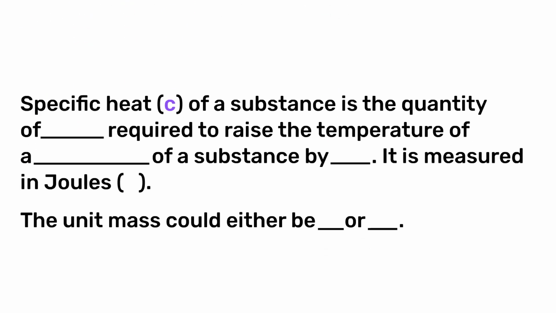So, specific heat of a substance is the quantity of heat required to raise the temperature of a unit mass of a substance by 1 degree Celsius, and it is measured in joules. The unit mass could either be grams or kilograms.